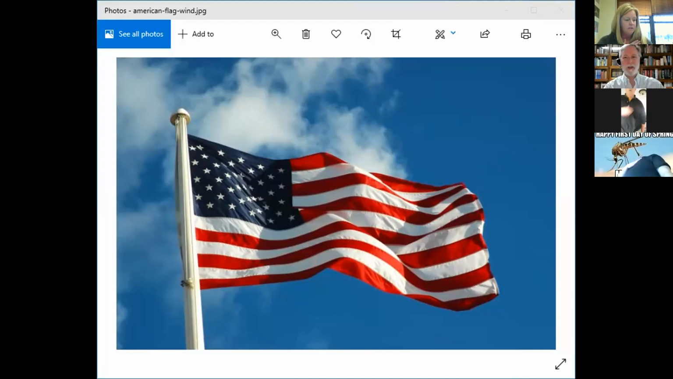I pledge allegiance to the flag of the United States of America and to the republic for which it stands, one nation, under God, indivisible, liberty and justice for all.